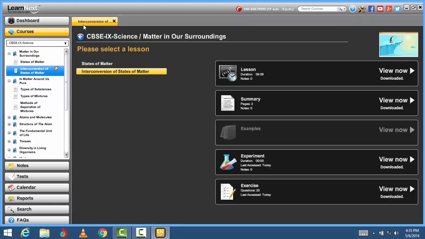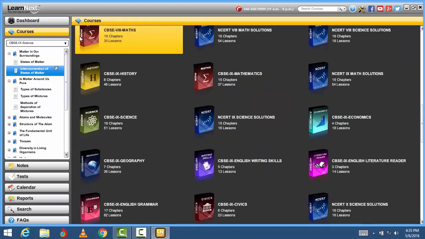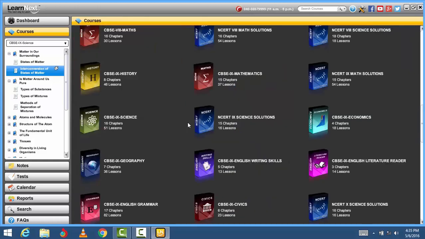Similarly, all your science chapters are here. Here is the explanation of the chapters in terms of lesson, summary, example, experiment, exercise. Apart from that, there is another folder that is science solutions.